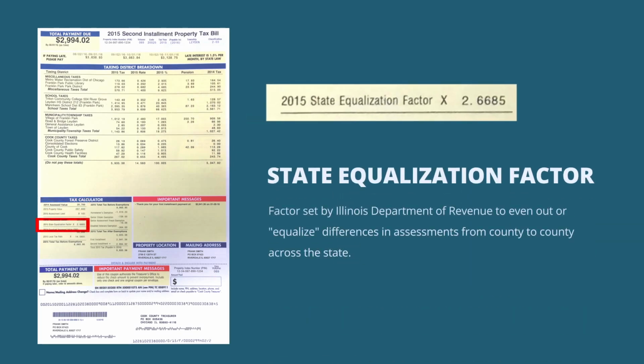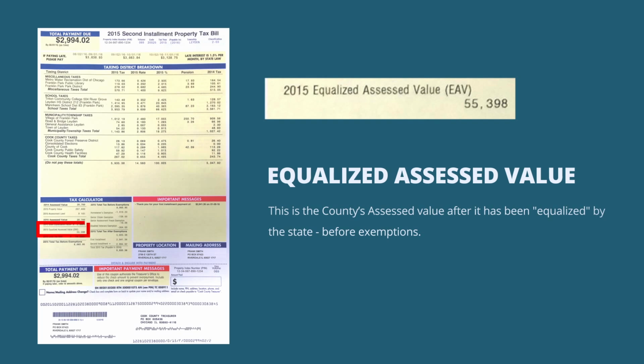State equalization factor. Factor set by Illinois Department of Revenue to even out or equalize differences in assessments from county to county across the state. Equalized assessed value. This is the county's assessed value after it's been equalized by the state before exemptions.